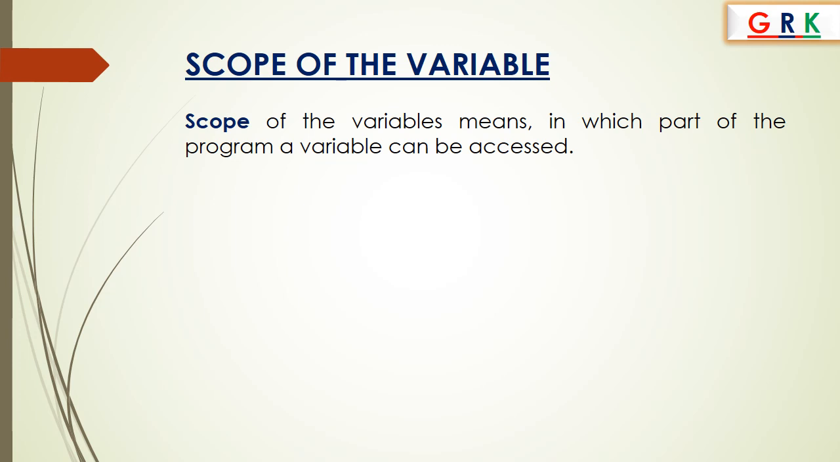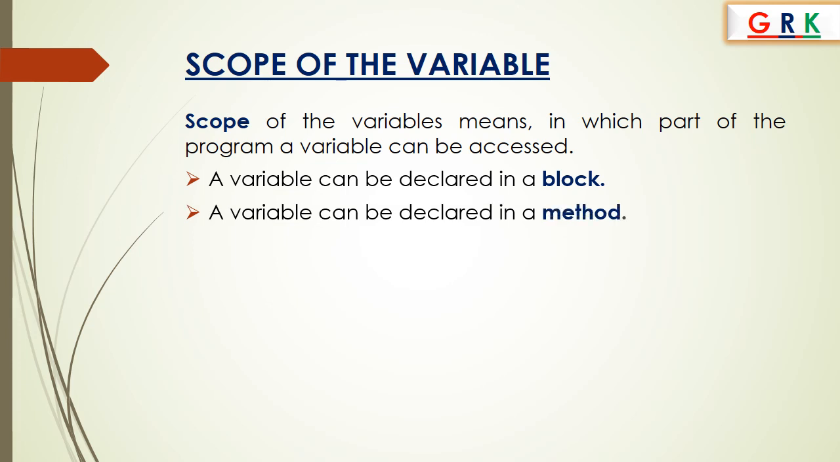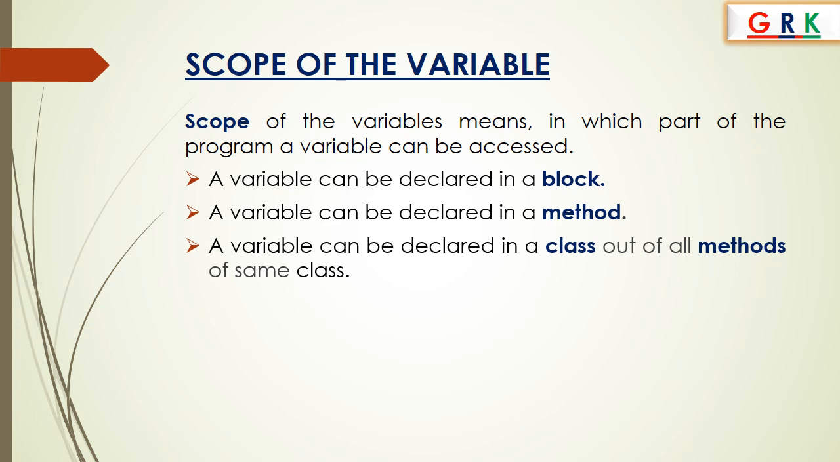The scope of the variable represents in which part of the program a particular variable can be accessed. In Java, a variable can be declared in a block, or in a method, or in a class but outside all methods of the same class. So these are the different ways of declaring variables. With respect to these three situations, we discuss the scope of the variable in Java.